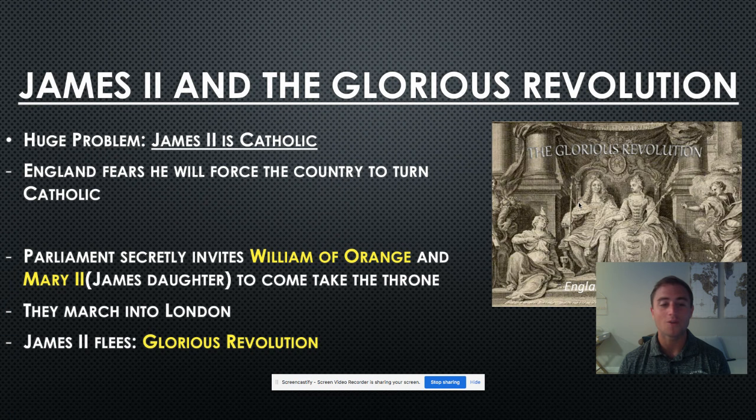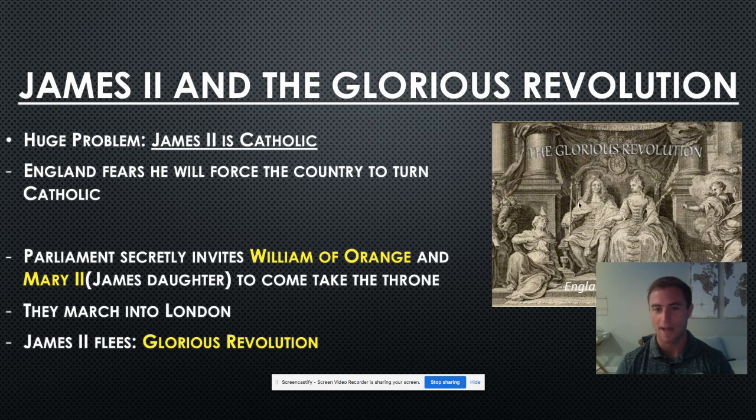And so Parliament is going to go behind James II's back, and they're going to reach out to monarchs living in the Netherlands. They're going to reach out to William of Orange from the Netherlands. And as the drama unfolds, William of Orange, of all people to be married to, is married to Mary II, which just so happens to be James's daughter. So to summarize, Parliament is now sending an invitation to monarchs in the Netherlands, William of Orange and Mary II, who is the daughter of the current King of England, to come take the throne, to march on England.